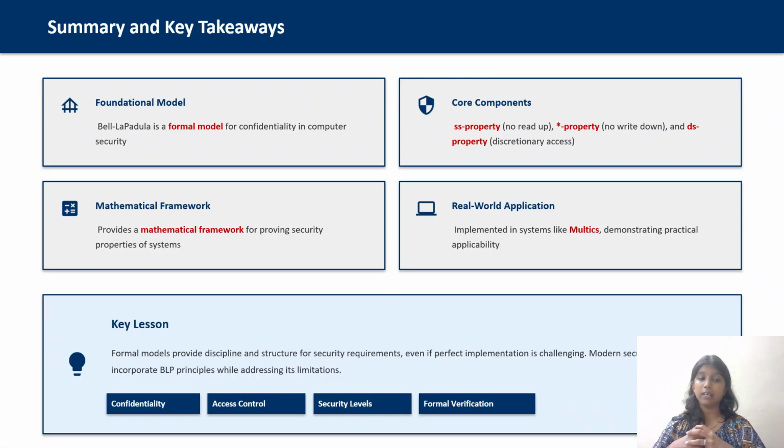So here are the summary and key takeaways, and we are at the end of the presentation. What we have seen before: the foundational model, the core components, all the properties, SS, DS, and star properties, then the mathematical framework, all the functions and equations, and the real-world application using various examples. So here is the key lesson. These formal models provide discipline and structure for security requirements. Even if it is perfect, the implementation is challenging. It only enforces confidentiality, access control, security levels, and formal verification. The implementation of this BLP model is more complex in today's world.